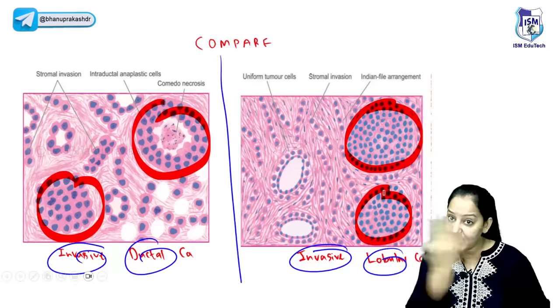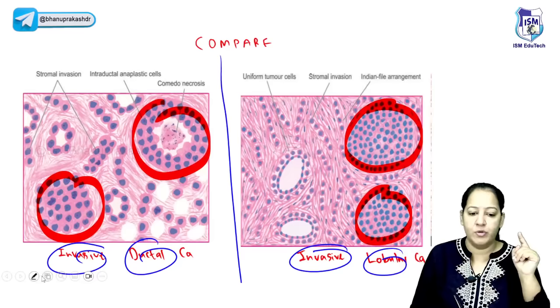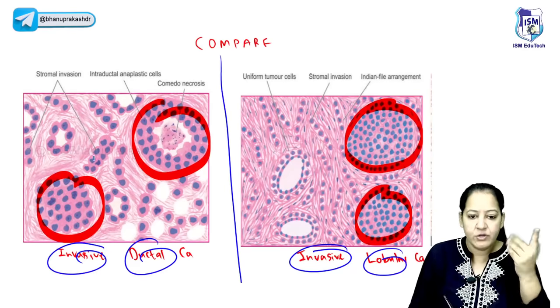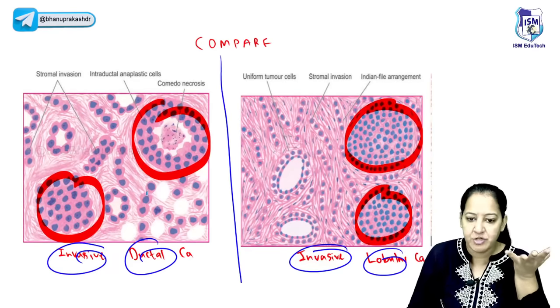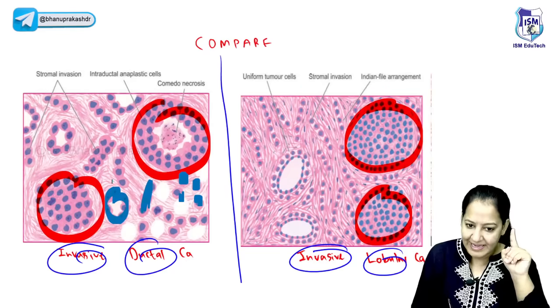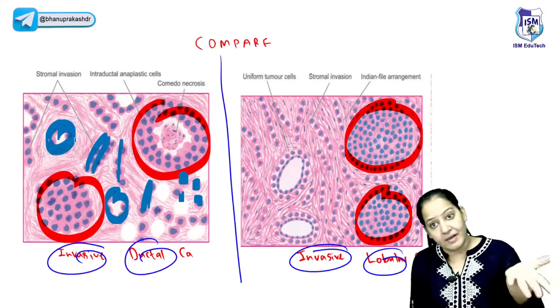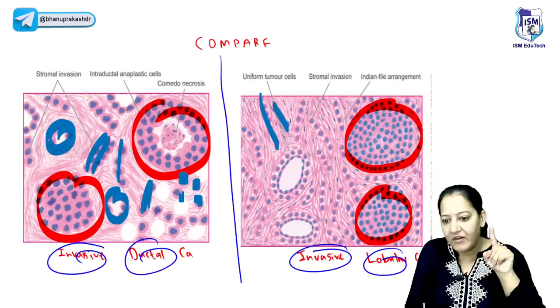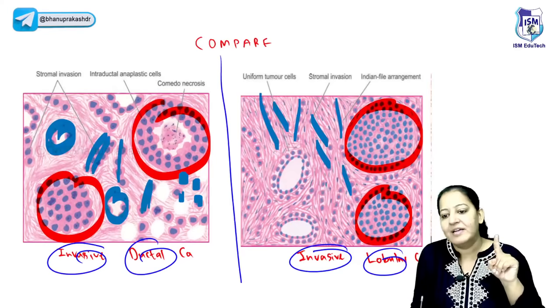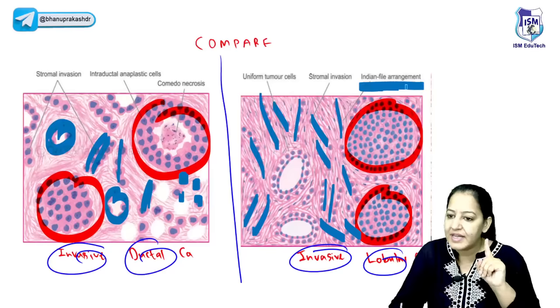But I am interested in the stromal tumor cells. So here also stroma contains tumor cells. Here also stroma contains tumor cells. But here, we don't have any peculiar arrangement. Here, it can be singly. It can be in a row, it can be in a gland, it can be in a group, it can be a cluster, it can be glandular. But in LCIS, it's always one behind the other forming a line. It's always like that. So here it is known as Indian file pattern.